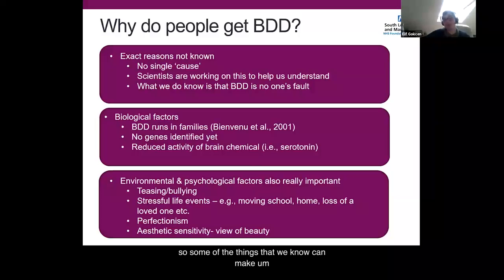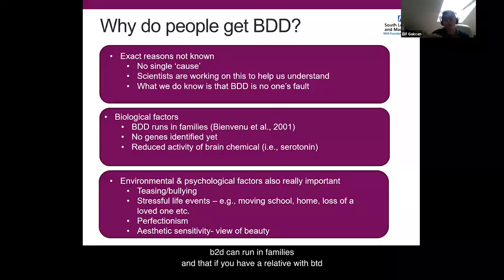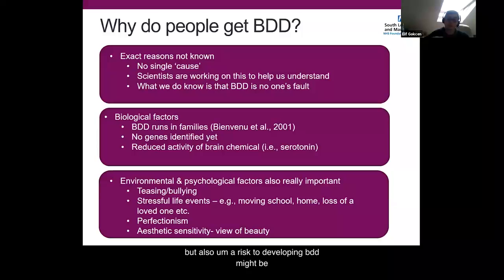Some of the things that we know can make someone vulnerable to developing BDD are biological factors, so genes, brain chemicals, and certain family history presentations. We have some research showing that BDD can run in families, and that if you have a relative with BDD, for example, your chances of developing BDD might be higher. Also, if you have a family history of mental health difficulties, the risk of developing BDD might be a bit higher in that scenario as well.